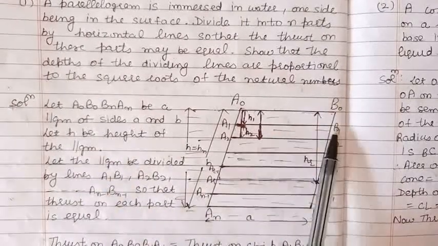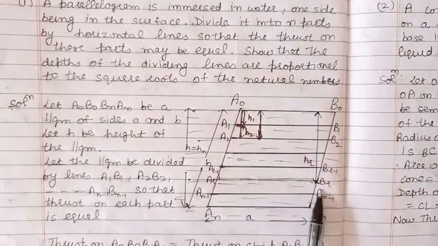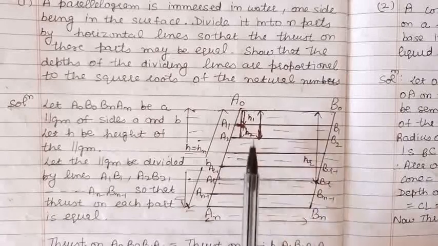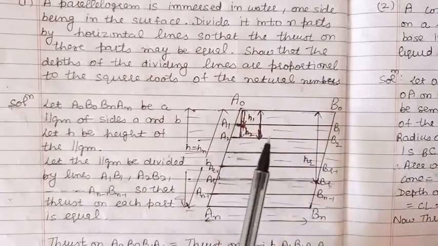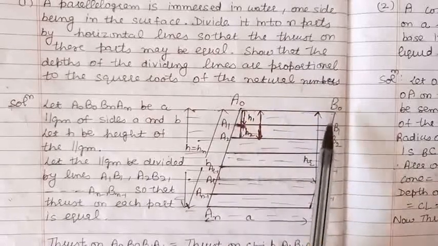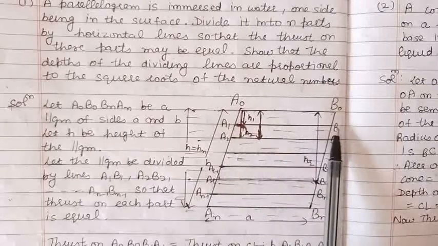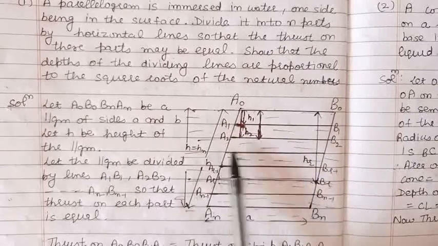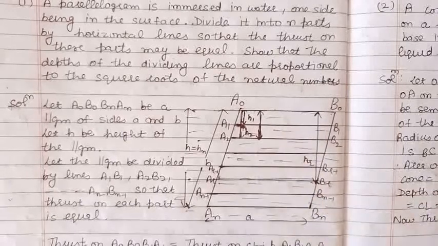These are the straight lines A1, B1, A2, B2, A3, B3 and so on. These straight lines divide this parallelogram into n parts. First part is A0, B0, B1, A1. Second part is A1, B1, B2, A2. In this way, and the thrust on each of these parts is equal.